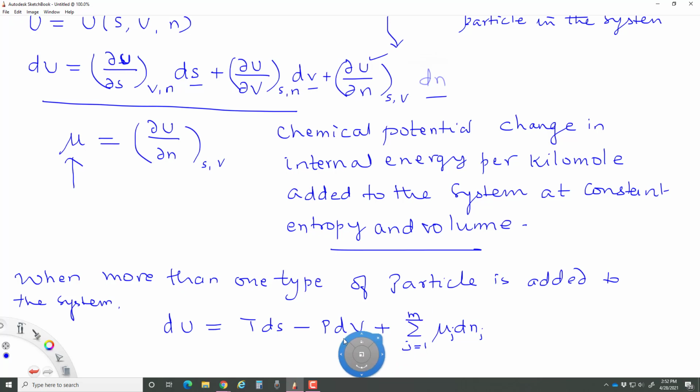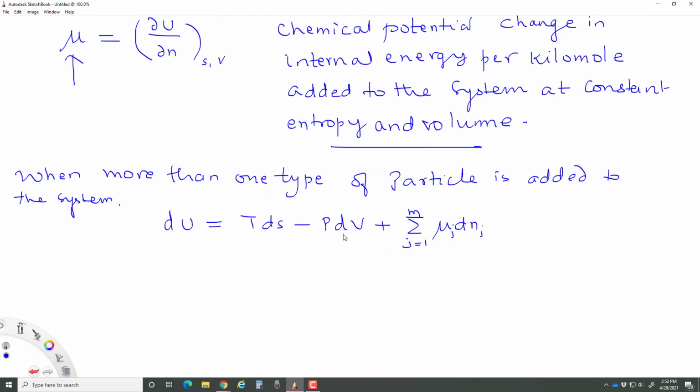And then with that we can again define the chemical potential for each species of particles as partial U partial n_j, keeping S and V constant, and also the number of other species constant. So if we are considering the jth species of the particles, then all the other numbers would be constant. Okay.